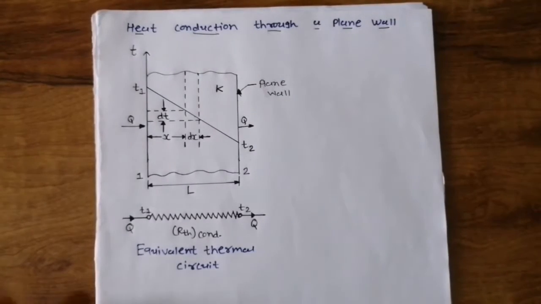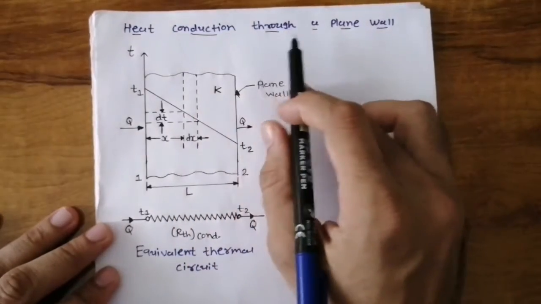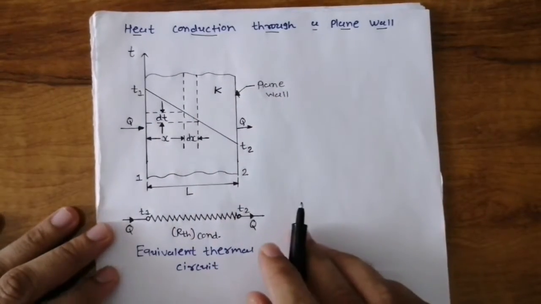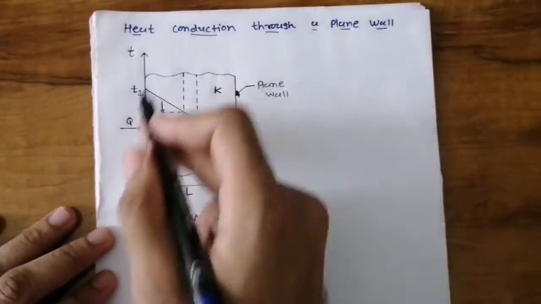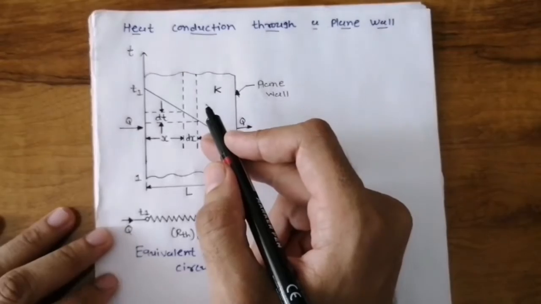Today we are going to discuss heat conduction through a plane wall. First of all, let us consider the plane wall. You can see here one plane wall is there.